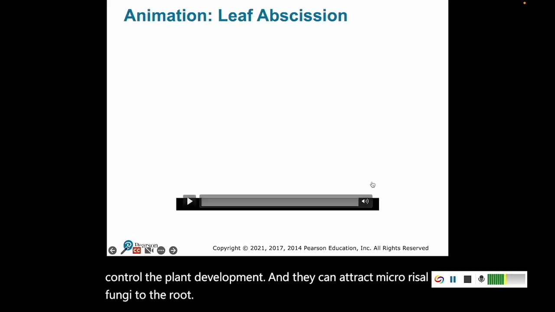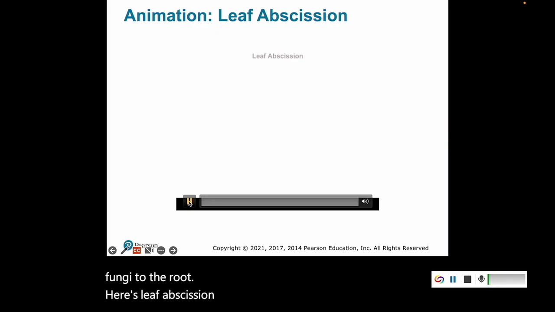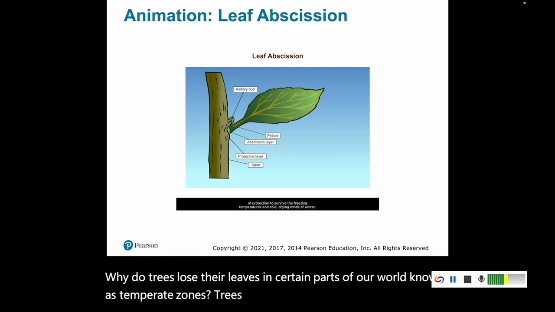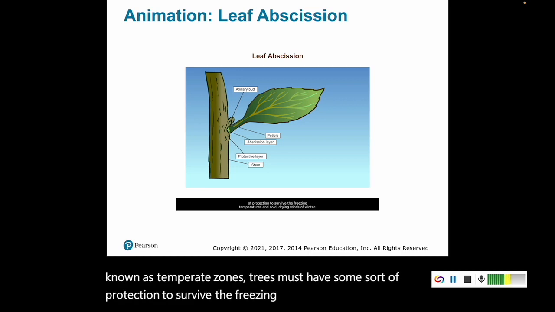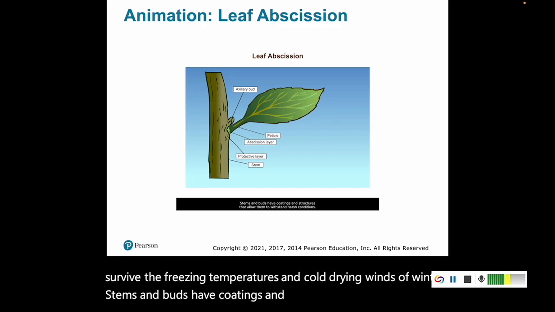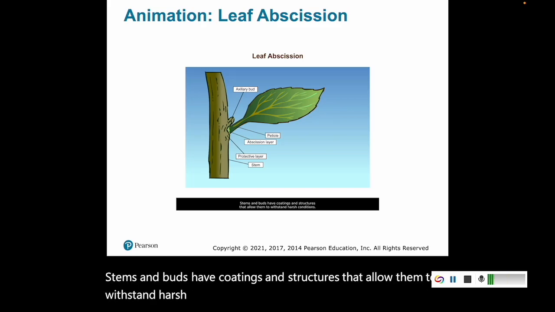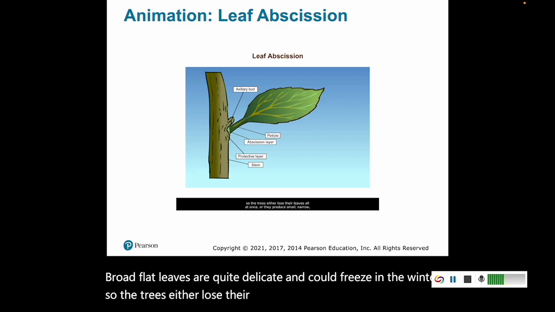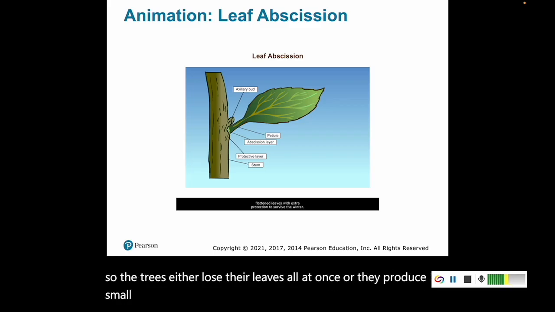So here's leaf abscission. Why do trees lose their leaves? In certain parts of our world, known as temperate zones, trees must have some sort of protection to survive the freezing temperatures and cold, drying winds of winter. Stems and buds have coatings and structures that allow them to withstand harsh conditions. Broad, flat leaves are quite delicate and could freeze in the winter, so the trees either lose their leaves all at once, or they produce small, narrow, flattened leaves with extra protection to survive the winter.